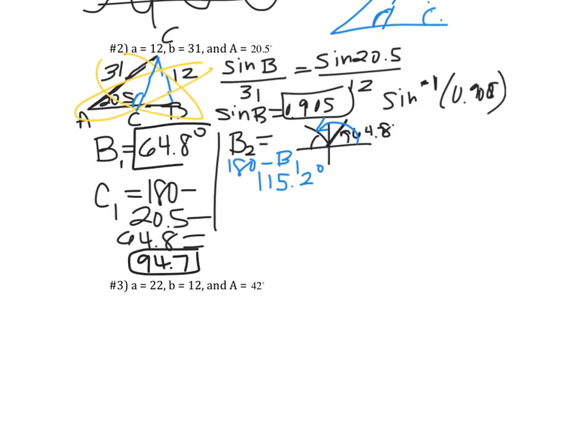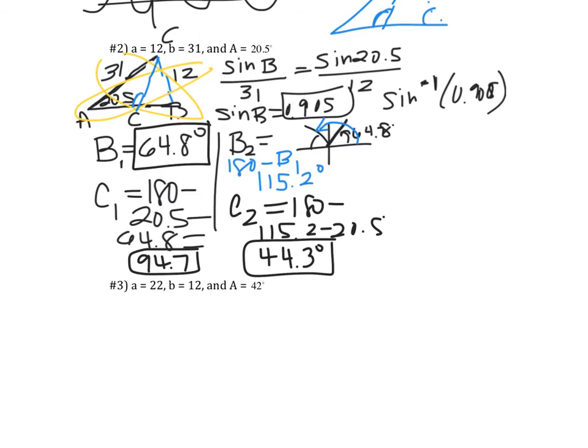So here's B1. Here's C1. And now let's do C2. C2 is going to be 180 minus 115.2 minus 20.5. Sometimes C2 doesn't work, and then that means that there's only one triangle possible. 115.2 minus 20.5 gives you 44.3 degrees.